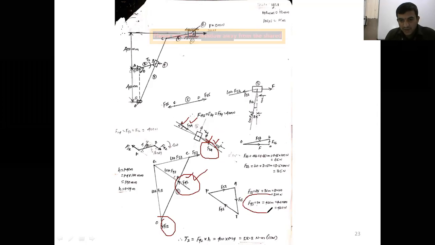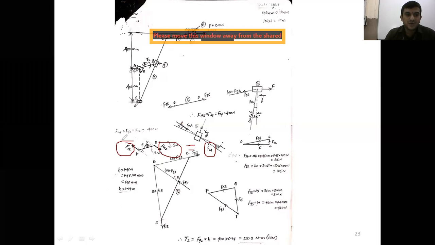How much you will get when you draw the first polygon? You will get 420 Newton. Then transmit this again. Link 4 is connected to what? Link 2. Now F24 is equal to what? F43. But act in what? Opposite direction. Right? This is equal to this, act in opposite direction. Then F42 is also equal to F12.